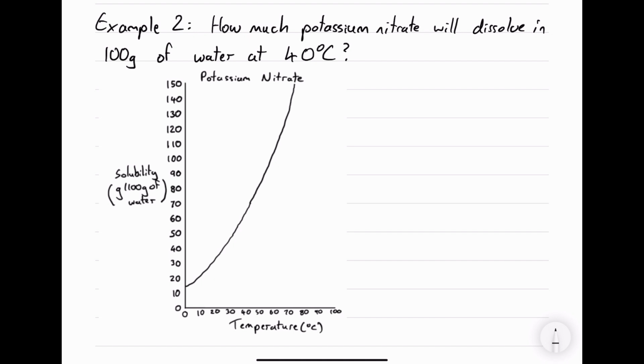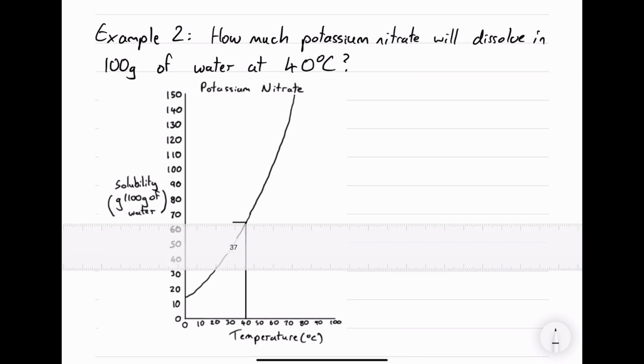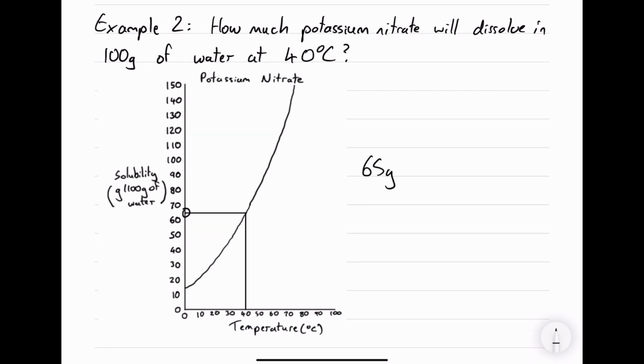In our next example, we need to find how much potassium nitrate will dissolve in 100 grams of water at 40 degrees Celsius. So now we need to draw a vertical line going up from the x-axis of 40 degrees Celsius to the line of best fit. Where the vertical line touches the line of best fit, we need to draw a horizontal line going across to the y-axis. Where the horizontal line touches the y-axis is our answer. So approximately 65 grams of potassium nitrate will dissolve in 100 grams of water at 40 degrees Celsius.